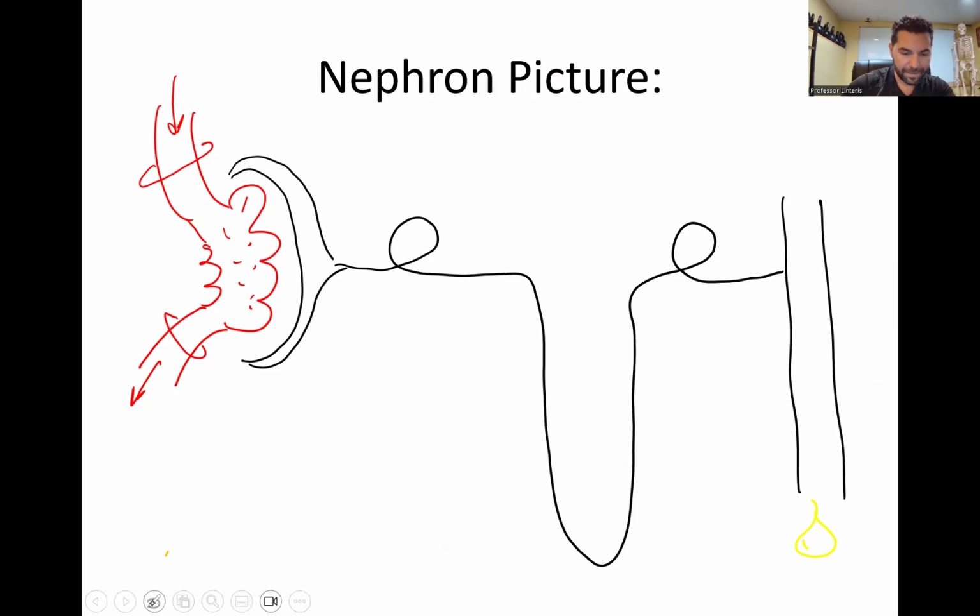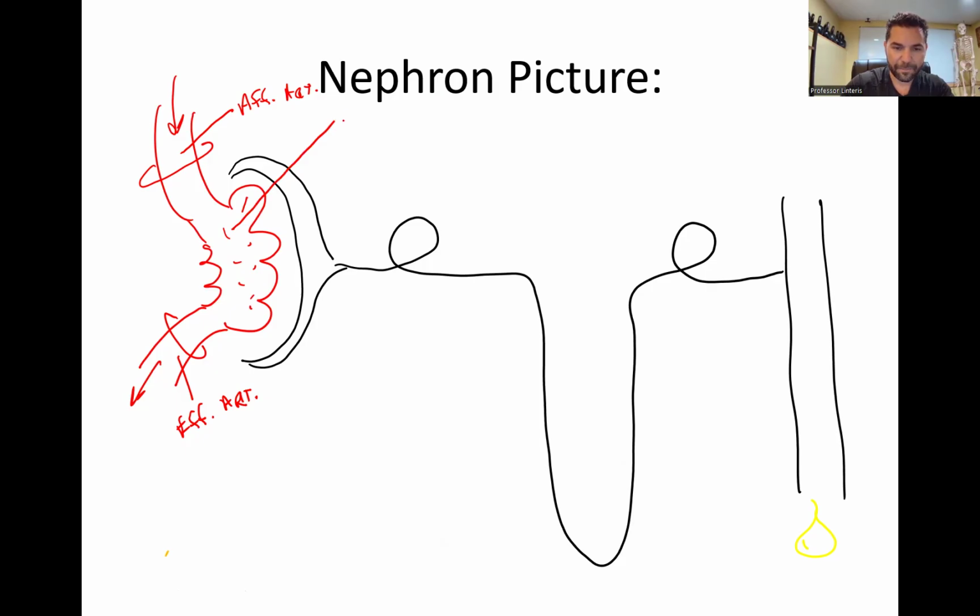So step number 1. This is called an afferent arteriole. And again, I'm going to abbreviate for space and time. But if you flip back one slide, you can see the name of all of these terms. I'll probably go back there and highlight that for you. These are the efferent arterioles.